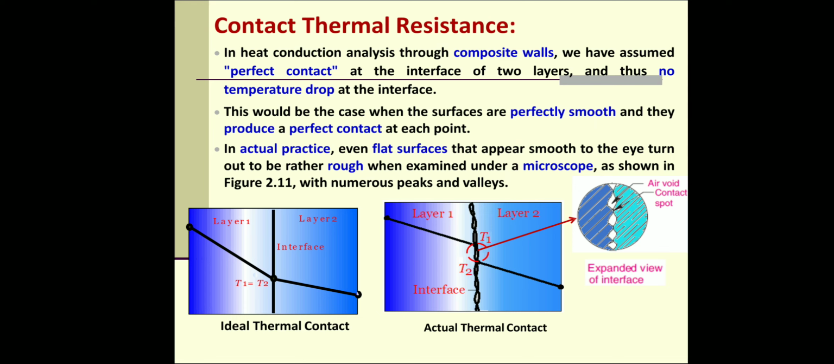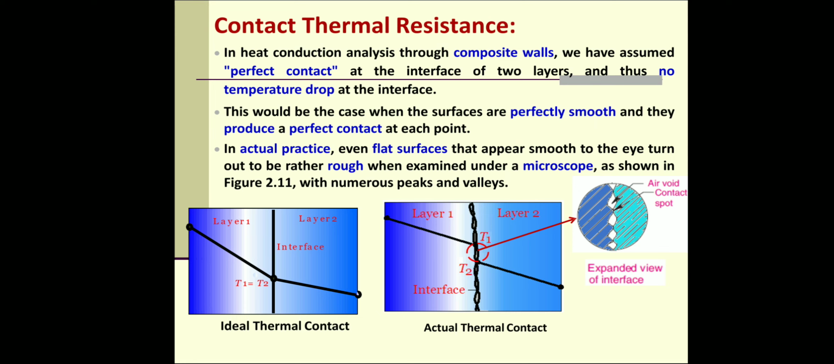Thermal contact resistance. When we study the composite wall, meaning a multi-layer wall, the heat conduction analysis through the composite wall rests on some assumptions. The first is that in the composite wall the contact between the adjacent layers is perfect.